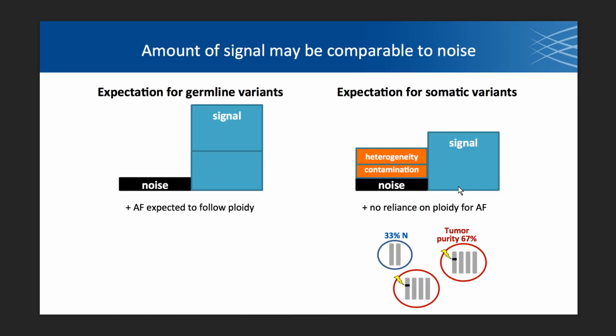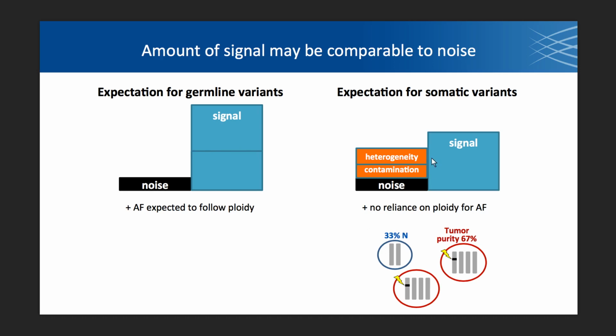So purity and heterogeneity contribute to the noise. And so the amount of signal can be comparable to the noise for somatic analyses. And this is different from the expectation for germline studies, where we have an allele fraction that we expect to follow ploidy assumptions. If you have a diploid organism that has a heterozygous site, half of the pileup we would expect to be one allele and the other half to be another allele. And this signal is much greater than the noise.